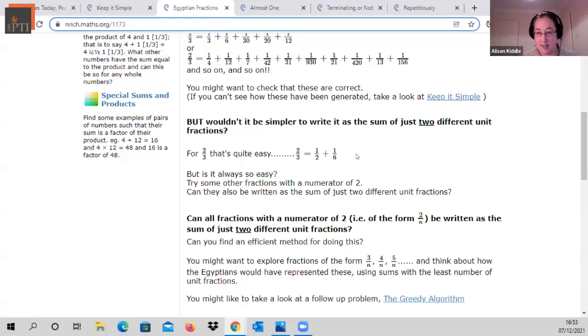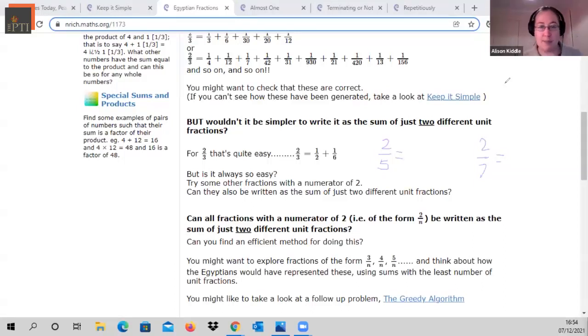So I'm going to set a bit of a challenge to everybody. I'm going to set you the challenge to see whether you can write the fractions 2/5 and 2/7. I haven't done 2/4 or 2/6 because they cancel, so we already know what's going on with them. So we've got 2/3. Is it possible to write 2/5 as the sum of 2 unit fractions? And is it possible to write 2/7?